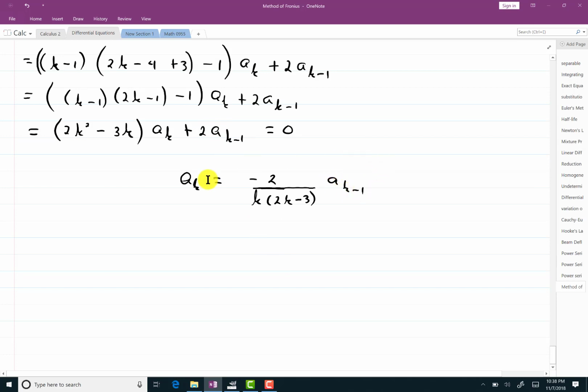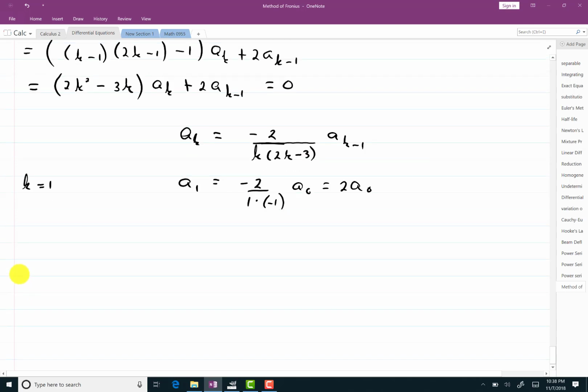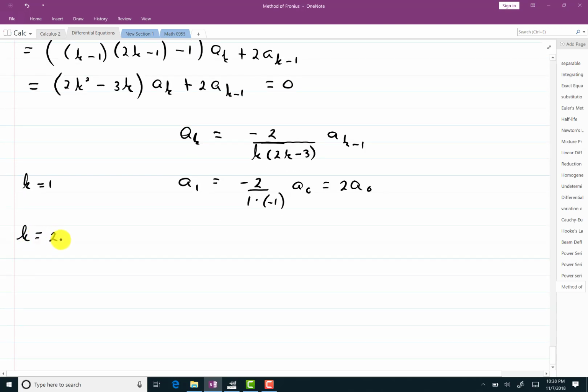And now let's go through it. K starts at 1, so k equals 1 tells us that a sub 1 equals negative 2 over 1 times 2 minus 3, which is negative 1, times a sub 0, and that's just going to equal 2a sub 0. When k equals 2, a sub 2 will equal negative 2 all over 2 times 4 minus 3 is 1, times a sub 1, so that'll equal negative a sub 1.